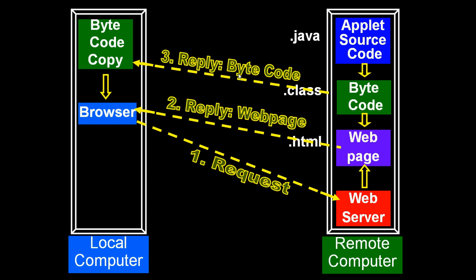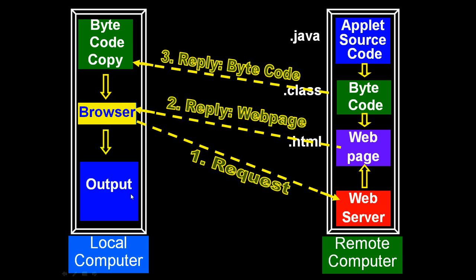So for one request, there are two responses. One is the web page and another is the bytecode. So the browser is receiving two things. One is the web page and another is the bytecode. And now the browser is rendering the web page. Then we get the wonderful animations because it is running the bytecode and we are getting the animations.